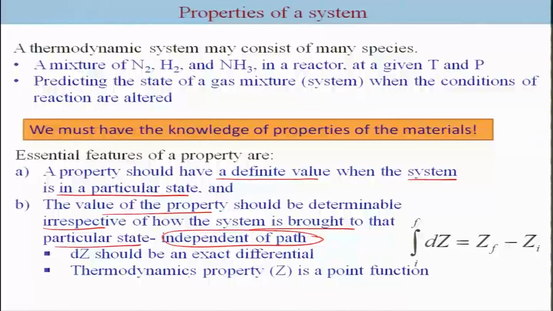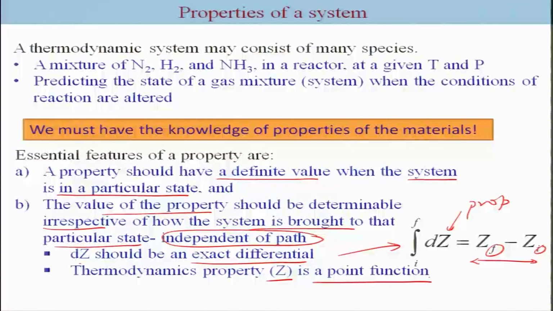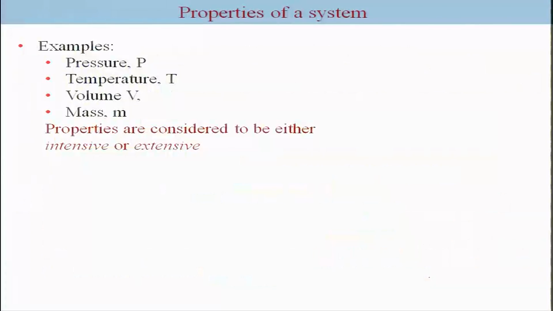So if Z is a property, and usually we are interested in the difference in the property from the initial state to the final state, then dZ should be an exact differential, leading to this integral. In other words, a thermodynamic property is a point function because it does not depend on any specific path. Now what are examples of properties? Properties such as pressure, temperature, volume. These are the properties.